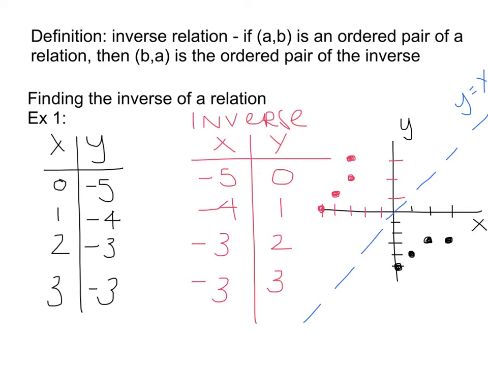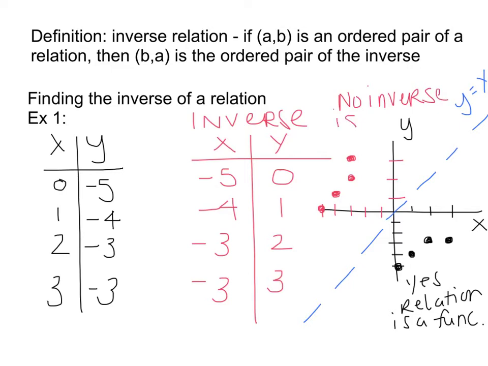And now let's determine if the relation or the inverse is a function. So do these 4 dots over here pass the vertical line test? Yes, the relation is a function. Okay, now let's check to see if the inverse is a function. Does it pass the vertical line test? Do those 2 points pass the vertical line test? So no, the inverse is not a function.